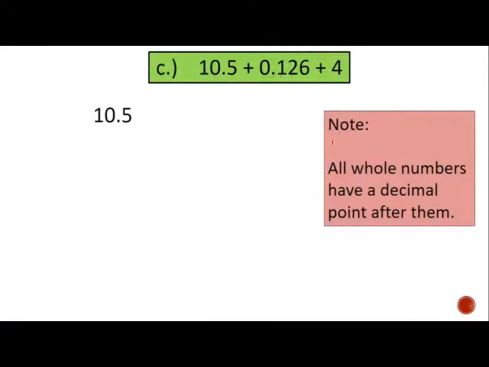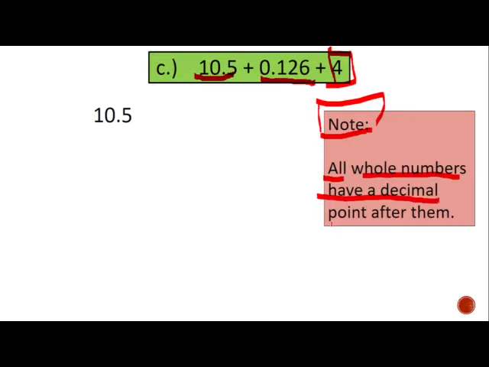Next one. Sir, what about this third example? We have here 10.5 plus 0.126 plus 4. I see no decimal point with 4. How is that, sir? 4 is a whole number. You don't need to worry. Here is the note you need to remember in here. Lahat ng mga whole numbers natin, may mga decimal point yan after them. So if this is 4, if this is your whole number 5, if this is your whole number 10, don't you worry, their decimal points are just right after them.